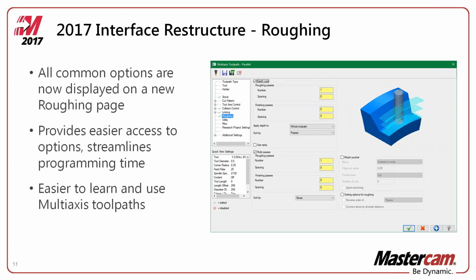Again, with the roughing, before we had to go to a roughing page and turn on if we wanted depth cuts, and then there'd be another tick box if we wanted multi-passes, and each of those would have different menus. So now, under roughing, it's going to consist of all the roughing strategies that we have inside of the Mastercam multi-axis toolpaths, and they're all there quickly and easily, so you can modify those on the fly as needed without having to dig for them.